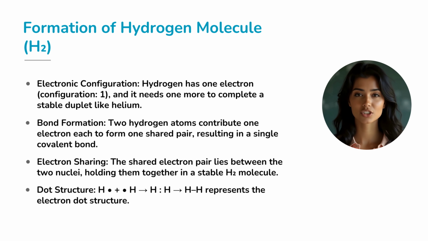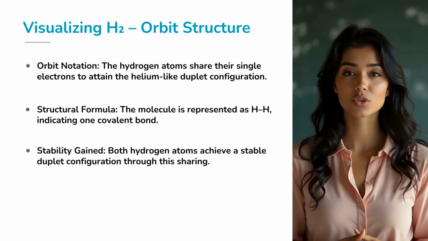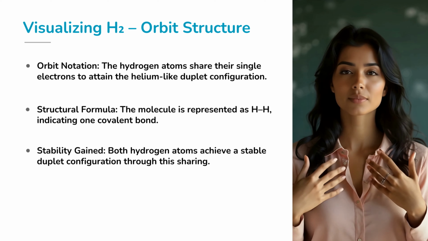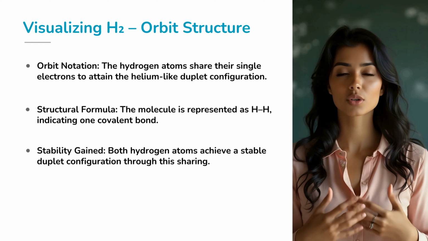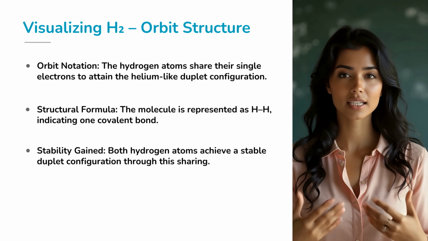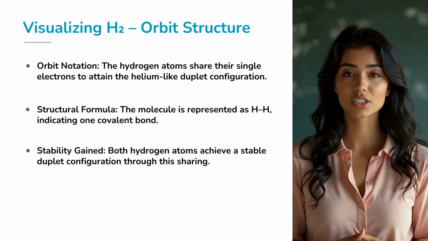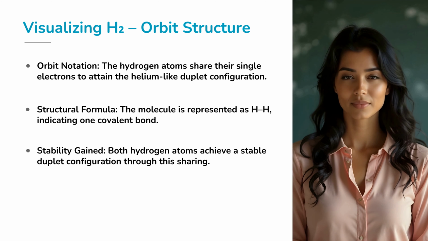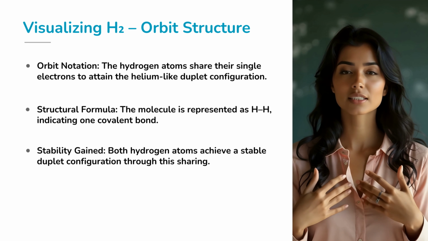This principle isn't just theoretical. Hydrogen gas is used in fuel cells as a clean burning fuel and in the synthesis of ammonia in the Haber process. Let's now visualize the hydrogen molecule using orbit structure. Imagine two hydrogen atoms, each with a nucleus and a single electron revolving around it. As they approach, their electron orbits overlap, allowing the electrons to be shared in the same space. This overlapping region becomes the electron cloud where the shared pair resides.